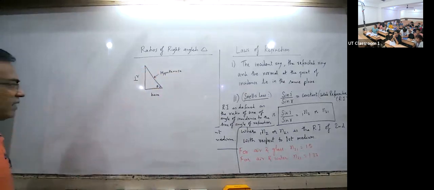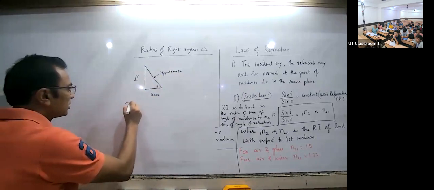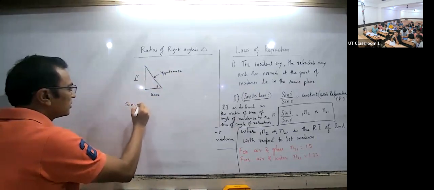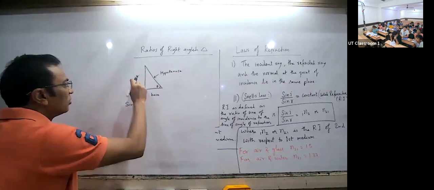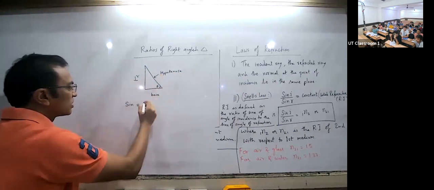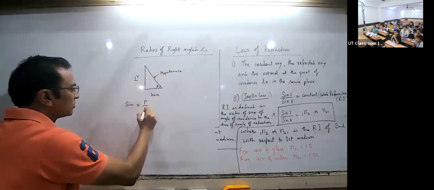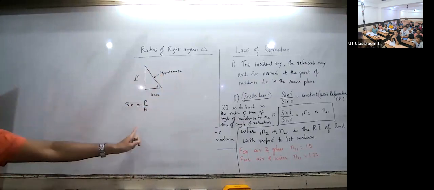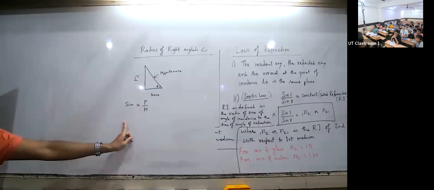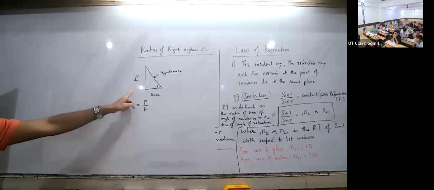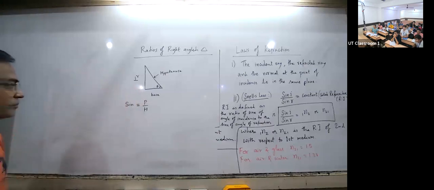Now, what is sine? Sine is defined as perpendicular upon hypotenuse, P by H. This ratio of a right angle triangle is named as sine. Sine is a ratio. Okay? Did you understand this? Okay.